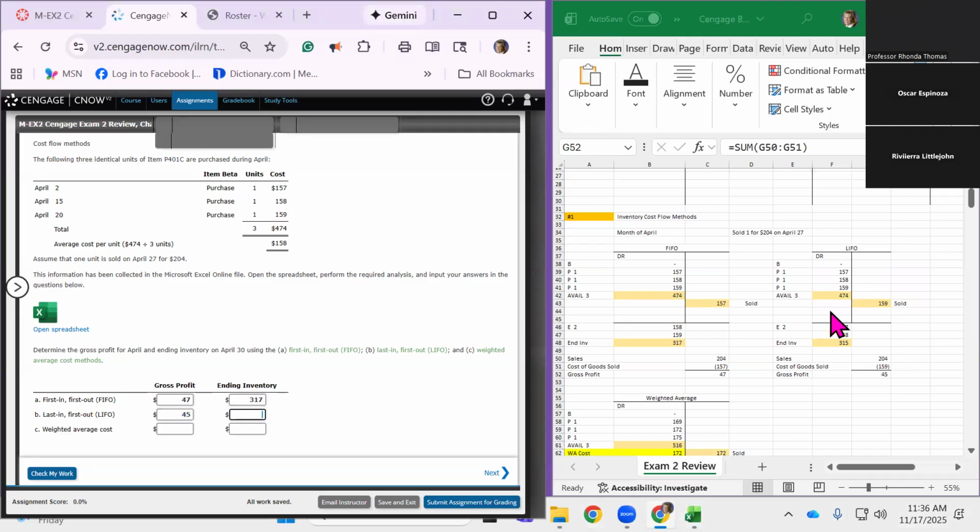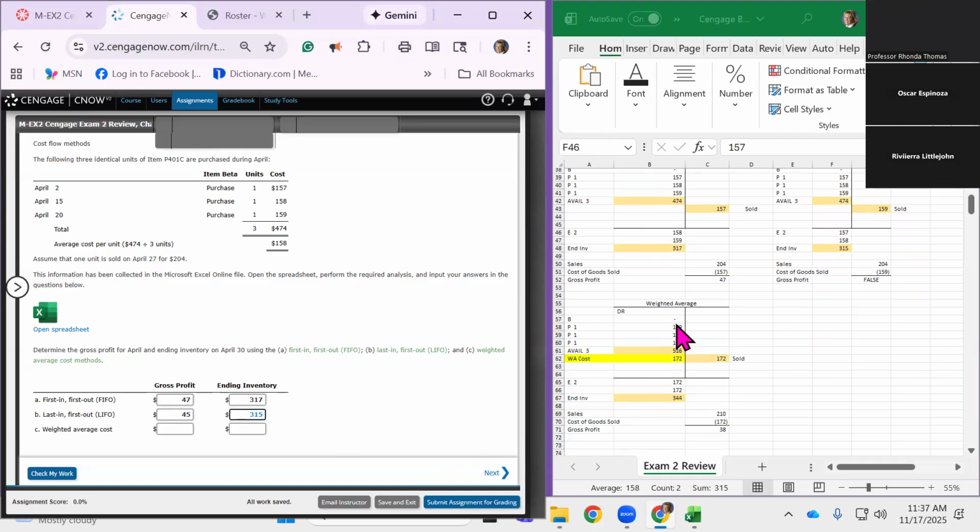So the amount that's still in ending inventory after LIFO, I want to make sure this adds up, is 315. Yes. So 315 plus 45 equals the 474. Yep. And 47 plus 317 equals the 474. All right, now we're going to do weighted average.